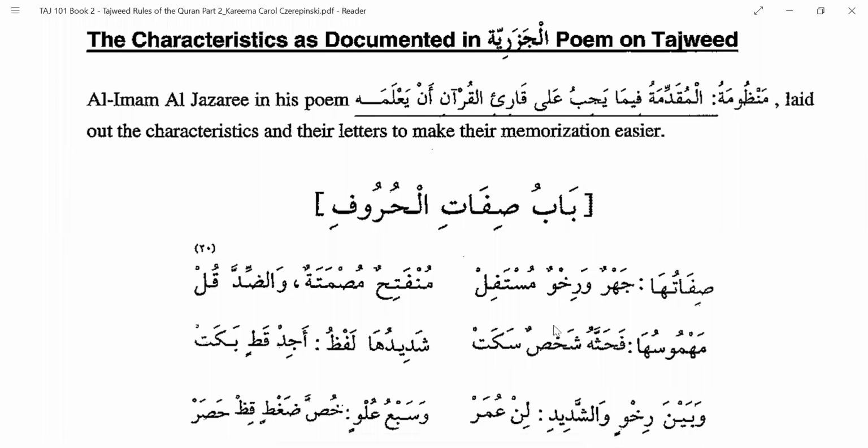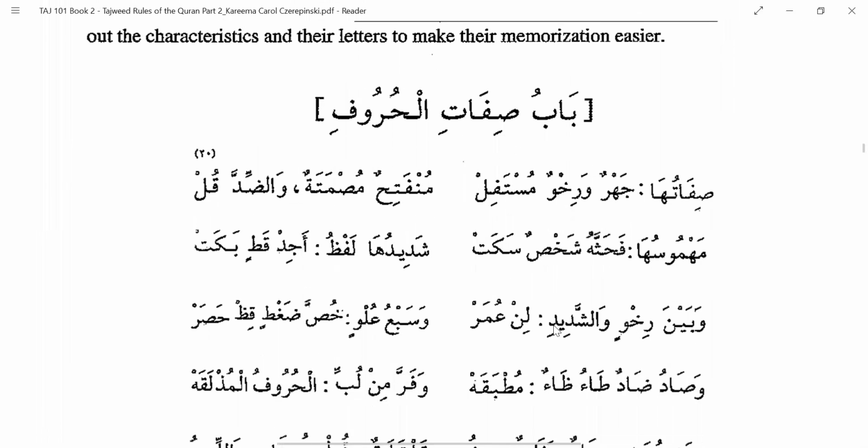He laid out the characteristics and their letters to make their memorization easier. So to remember these characteristics and sifat and how to remember the letters, he has made a poem, and all the code words that you saw on top, like fahathahu, shaqsun, sakat, ajid, qatin, bakat, all these are from this poem. So let's try to read this.